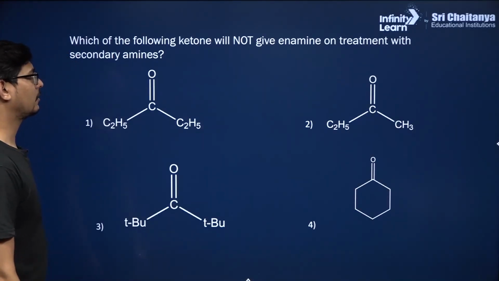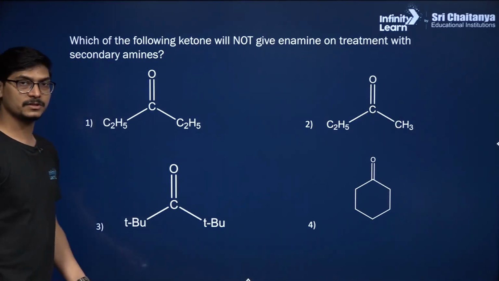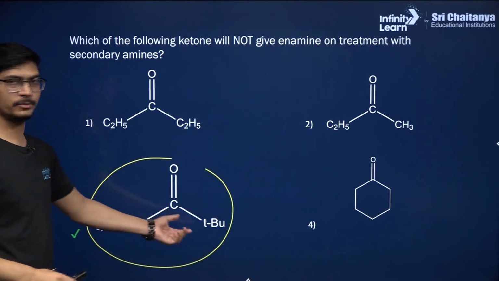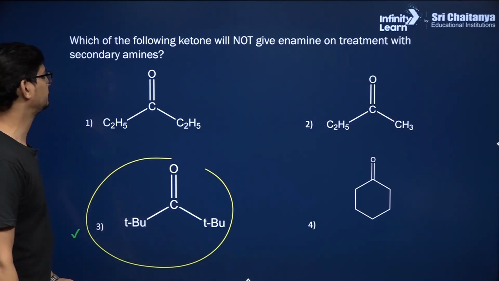Which of the following ketone will not give enamine on treatment with secondary amine? The one which is most bulky. Of course, this ketone has two very huge tertiary butyl groups. It will be least reactive.